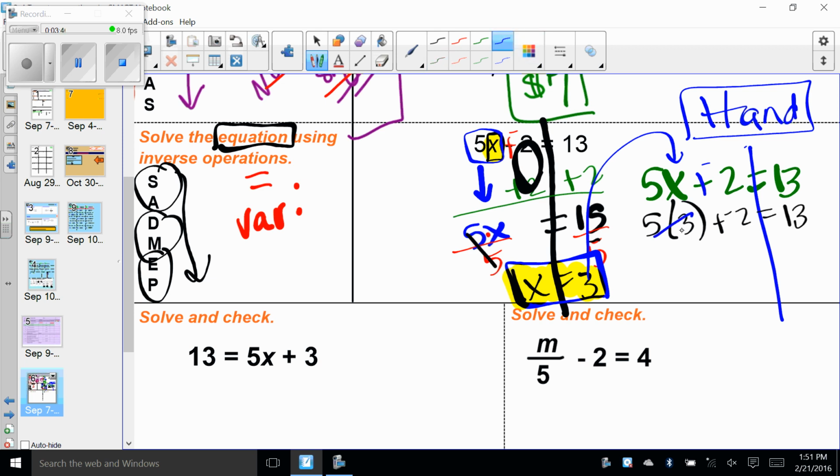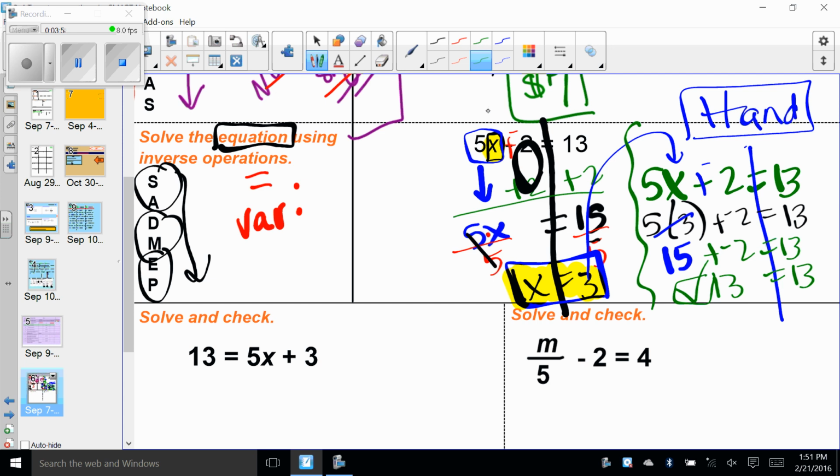So we have multiplication here: 15 plus negative 2 equals 13. We have 13 equals 13. Yep, for sure we have the correct answer. So all I'm doing over here on the right is just checking my solution to make sure that my answer is correct. Take it, plug it back in, then work order of operations.